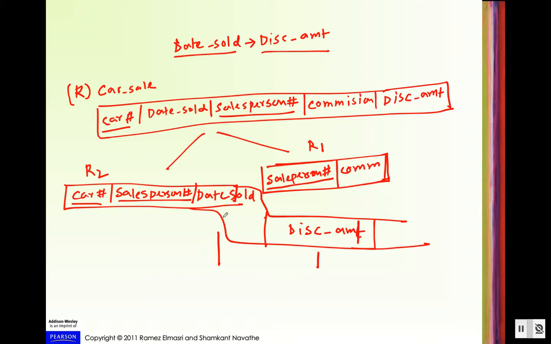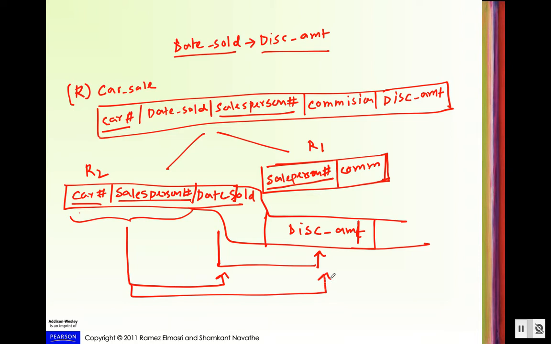So how is that? Let's see, date sold is determined by the value of car and salesperson. So discount amount is determined by the date sold, and also discount amount is determined by the car and salesperson, right? So here the functional dependencies are like that. Date sold determines the value of discount amount, car and salesperson determines the value of date sold, and this also determines the value of discount amount. So you can see the transitive dependency here.